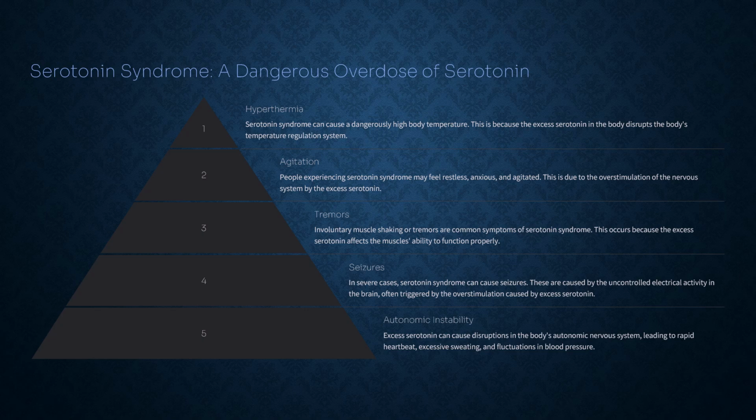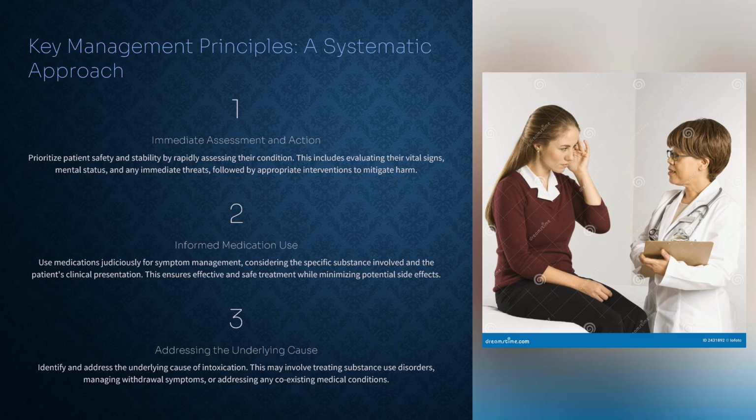And then autonomic instability भी होती है. तो excess serotonin can disrupt the body's autonomic nervous system, leading to rapid heart rate, excessive sweating, fluctuations in the blood pressure. So all these are symptoms of serotonin syndrome also. So asking history is very important, that what drug the patient is taking. The patient is on some drugs which can increase serotonin and has all these symptoms, then serotonin syndrome can be one of the causes. Now coming to management.